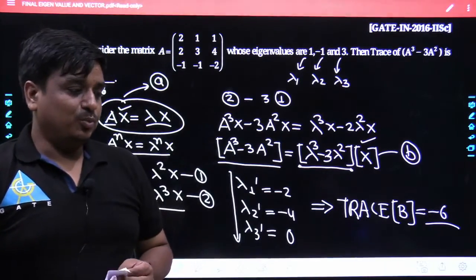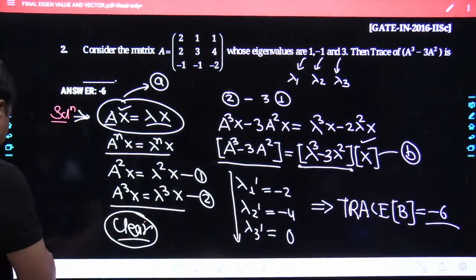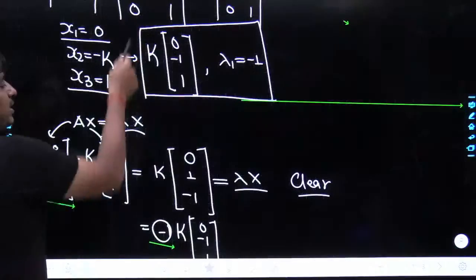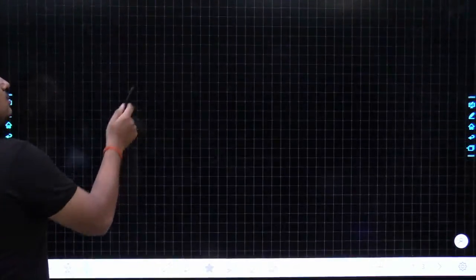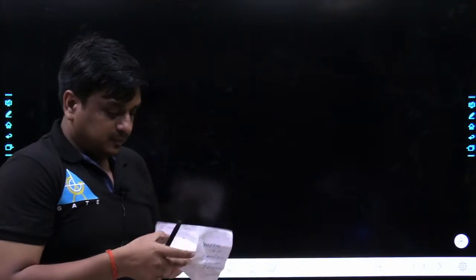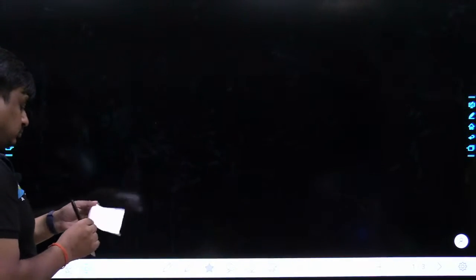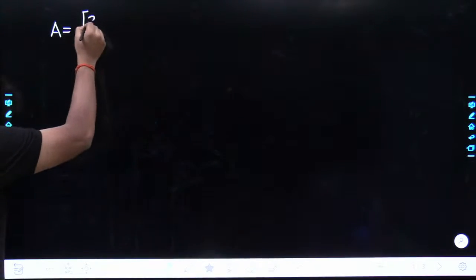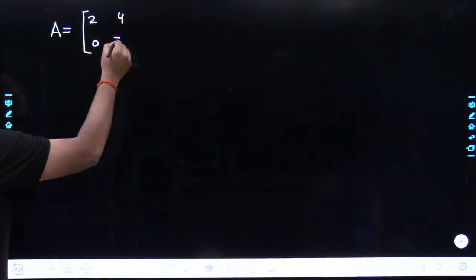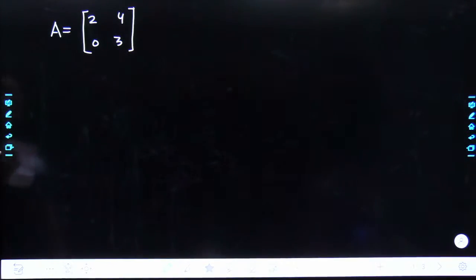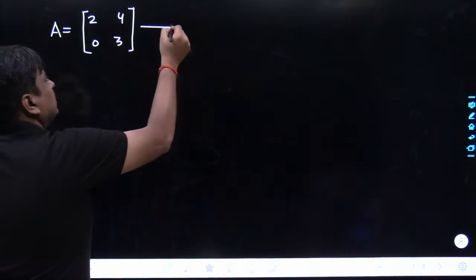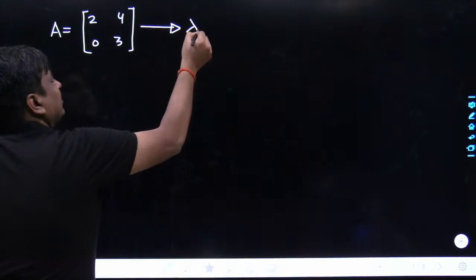Obviously, yes. Let me take a problem, and I know that after taking this problem, you would be able to appreciate the concept of eigenvalues in a better way. I have a square matrix. Let's take A, which is of order 2, 4, 0, 3. You need to get the eigenvalues corresponding to this square matrix.